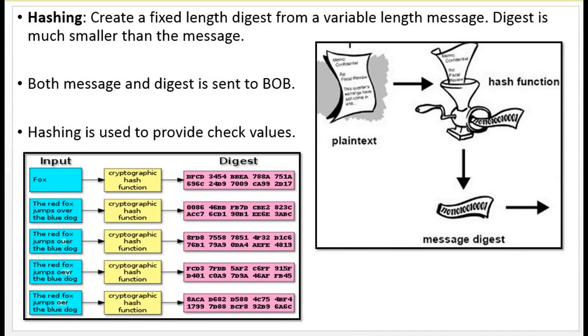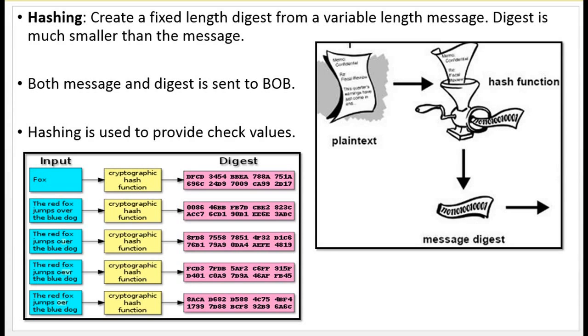Next is hashing. Hashing is a technique that creates a fixed length digest from variable length messages. That is, it converts a set of strings into a single length string. Whereas the digest is much smaller than the message. In this case, both the message and the digest have to be sent by Bob, that is the sender.